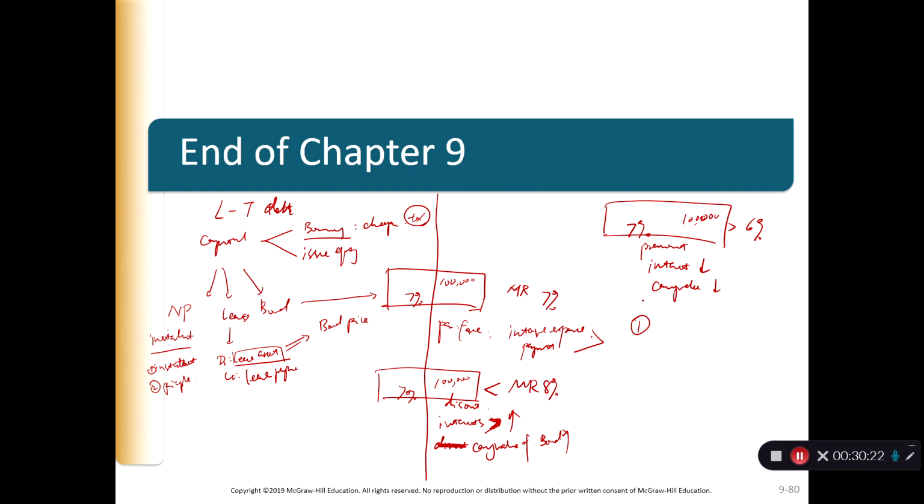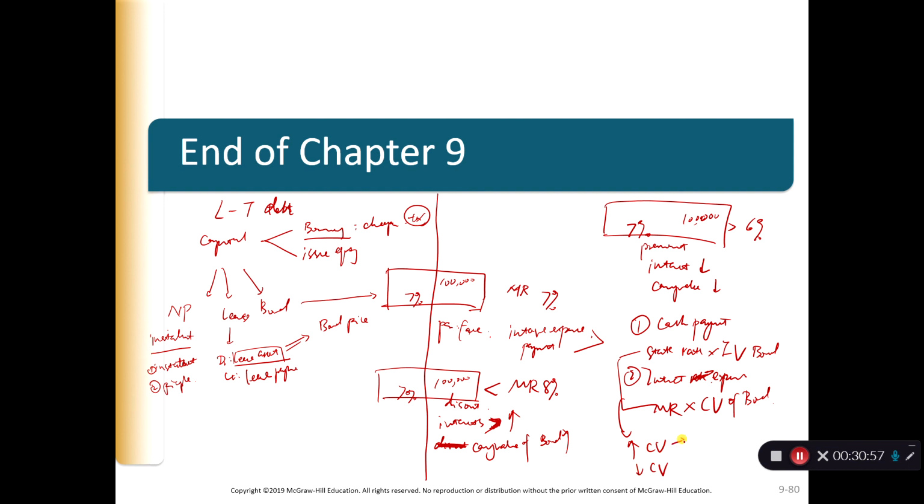And the main takeaway is that the cash payment of each period has to use the stated rate multiplied by the face value of the bond. And the interest expense is always equal to the market rate multiplied by the carrying value of the bond, right? And the difference between them is going to either increase or decrease the carrying value, depending on whether you issue at a discount or at a premium.